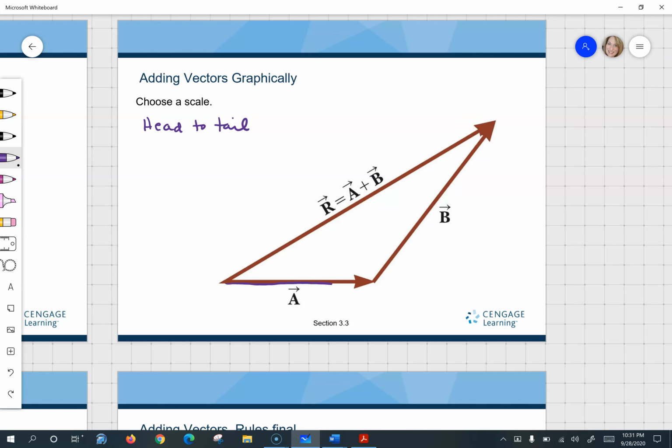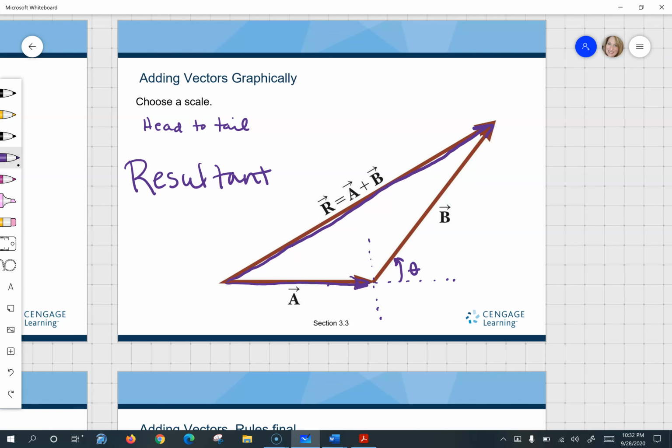So you would have your first vector, and if you want to add vector b to it, you would take the tail of it and put it at the head of vector a. You would also have to make sure that you're setting it up at the correct angle. From there, you will draw your connecting vector, which we call the resultant vector. That's why they're using r.